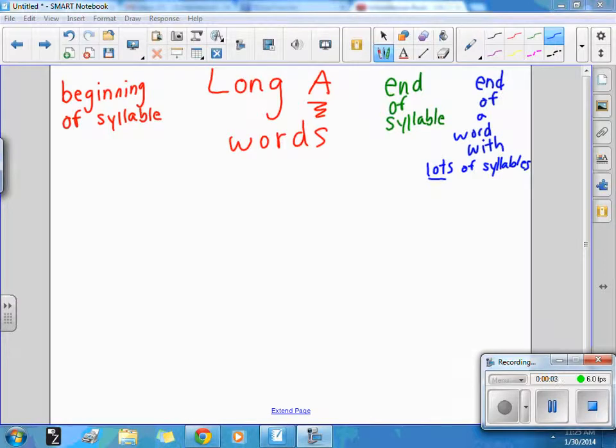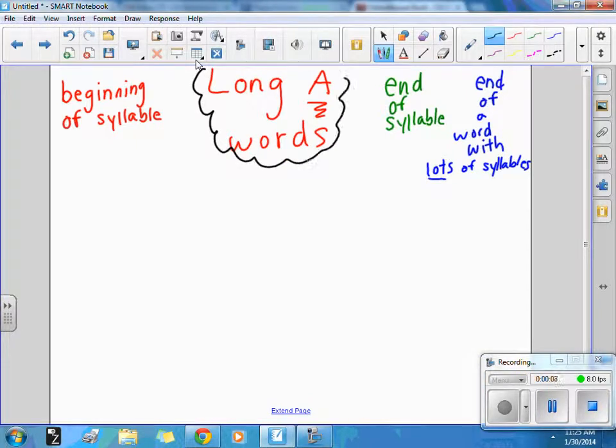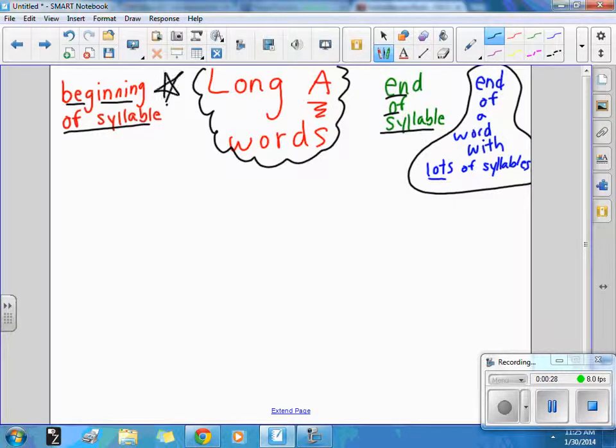All right, in this video, we're going to practice our words this week that all have a long A pattern. And in our sort, we talked about how the long A sounds can come at the beginning of a syllable in a word, at the end of a syllable in a word, and at the end of a word with lots of syllables. But really, the big idea is that all of our words have a long A sound. We're also going to practice the sight words in this video. Let's go ahead and do the words that have the A sound at the beginning of a syllable.